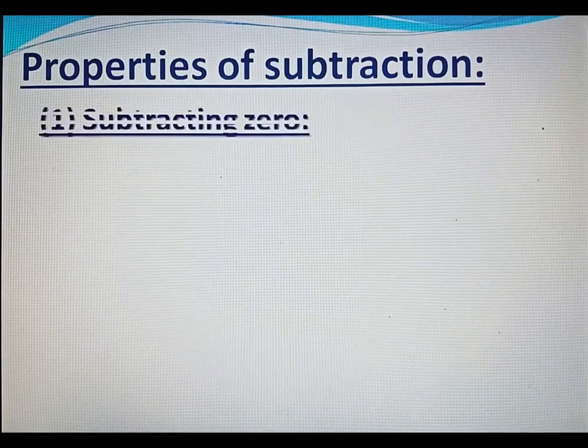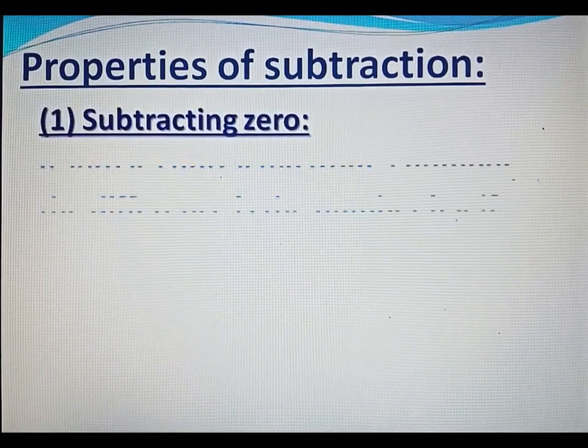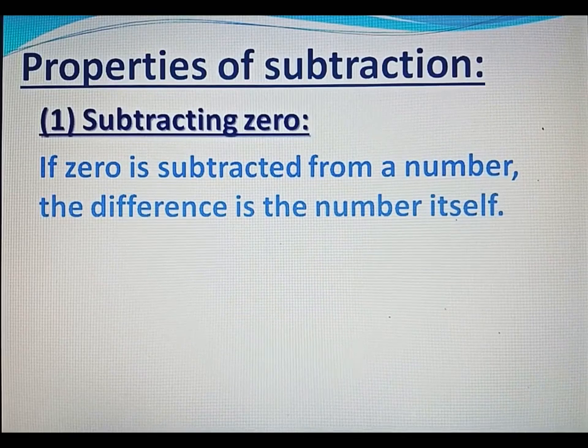Properties of subtraction. First property, subtracting 0. If 0 is subtracted from a number, the difference is the number itself.